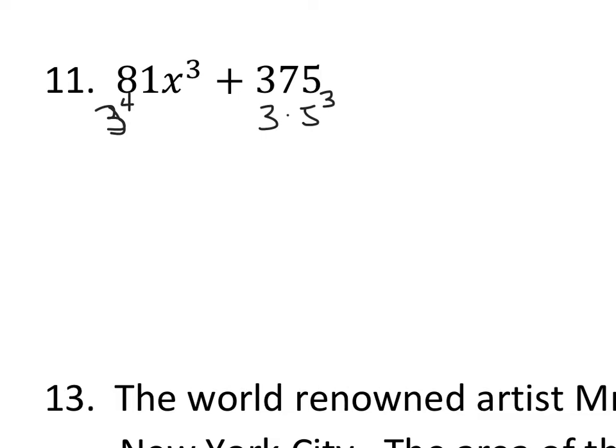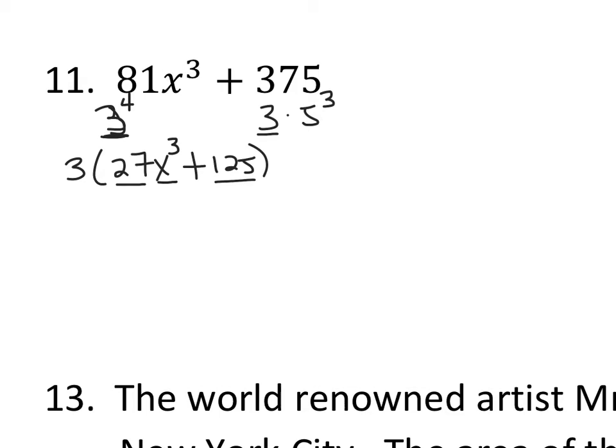Okay, so I found that 81 is actually 3 to the 4th power, and 375 is 3 times 5 to the 3rd. So I think we are going to need to factor out this 3. All right, now we have 3 times 27x cubed plus 125. So the one thing that you're going to have to be able to do is recognize when you have the sum of cubes. So 27 is a perfect cube, x cubed is a perfect cube, and 125 is a perfect cube.